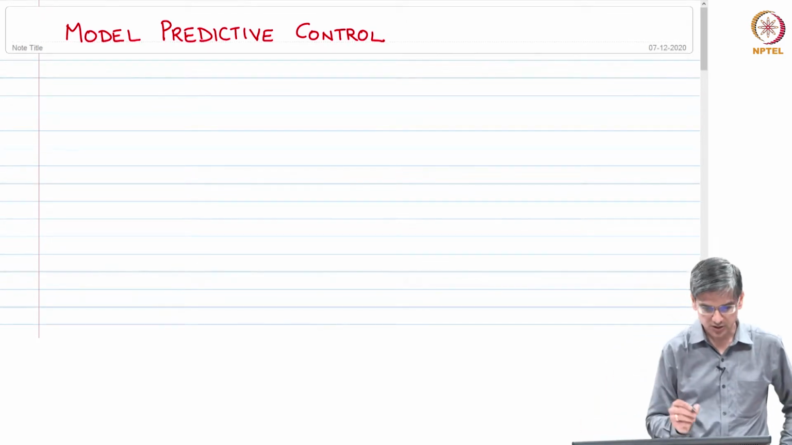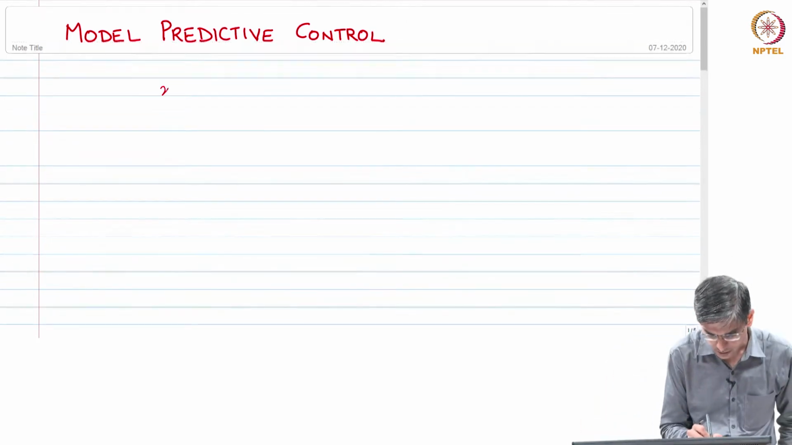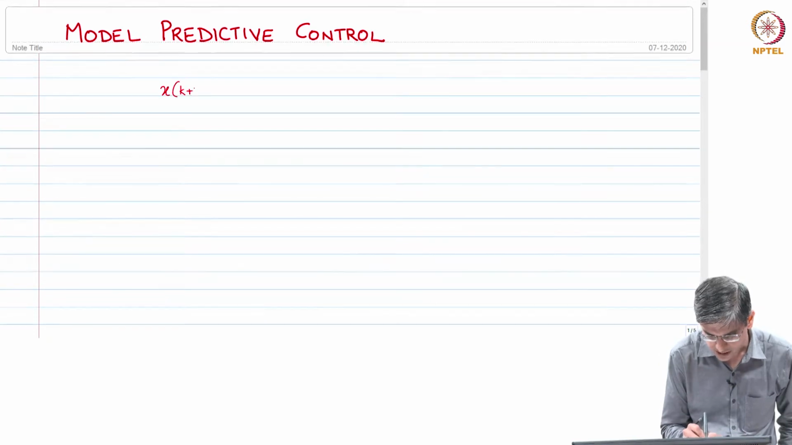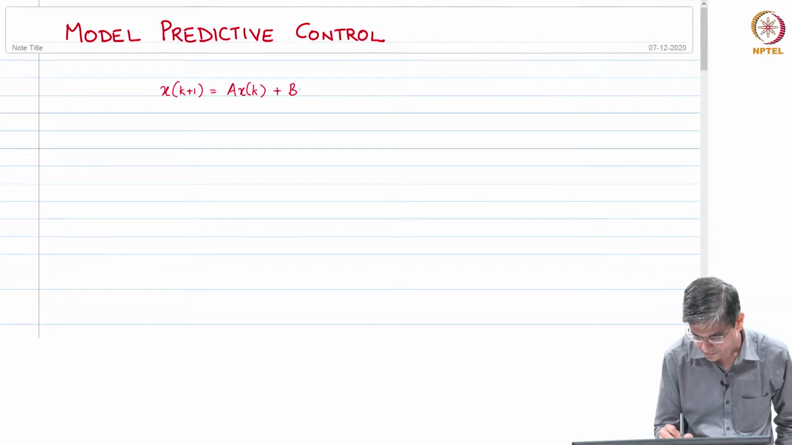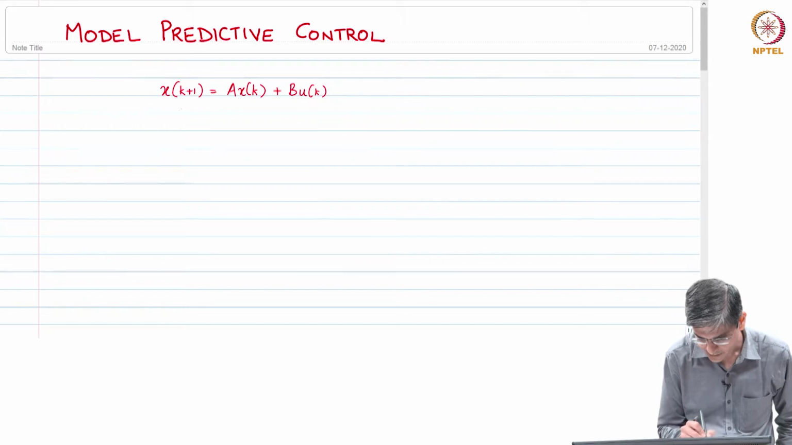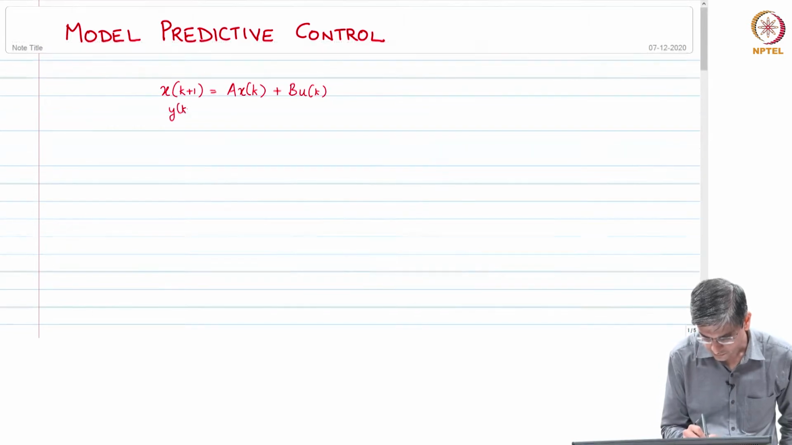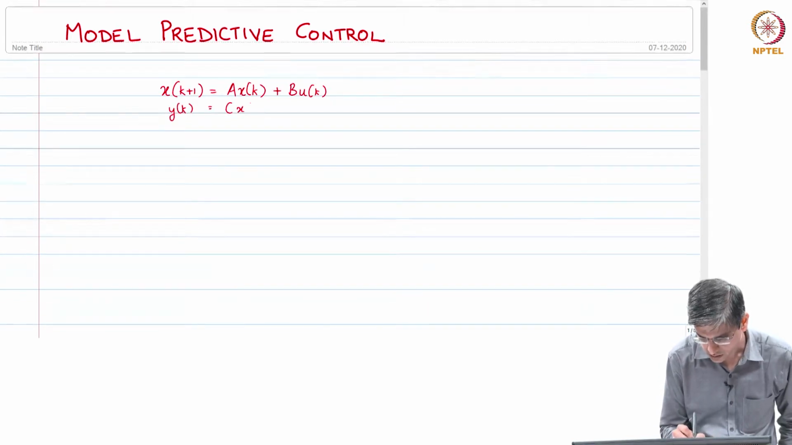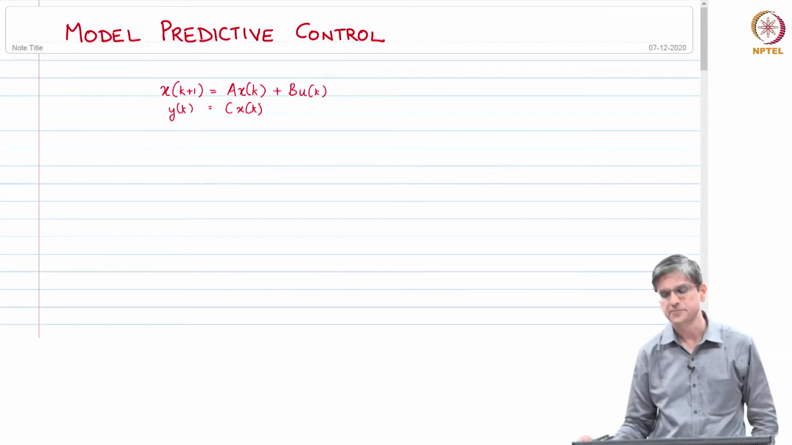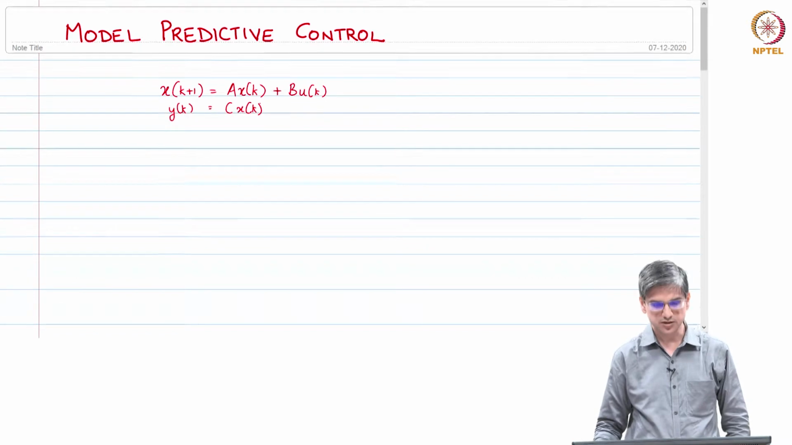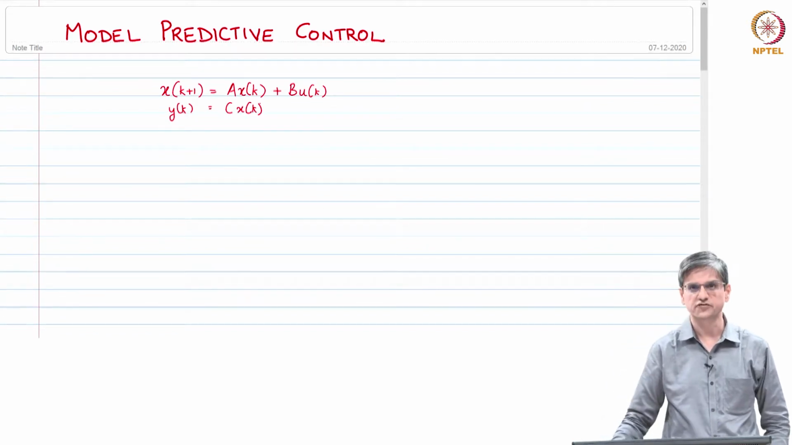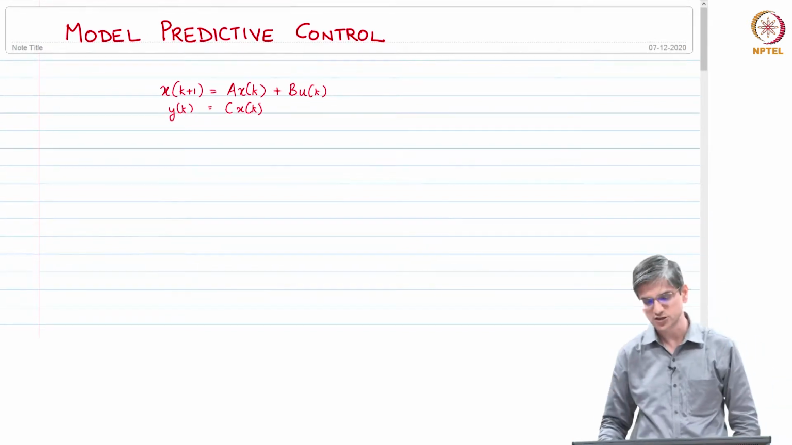Okay. So, the state space model that we are going to talk about is x(k+1) equal to A x(k) plus B u(k) and y(k) equal to C x(k). Okay. But as we have studied so far, this particular model structure is not sufficient. We need to add a few more things to the model.